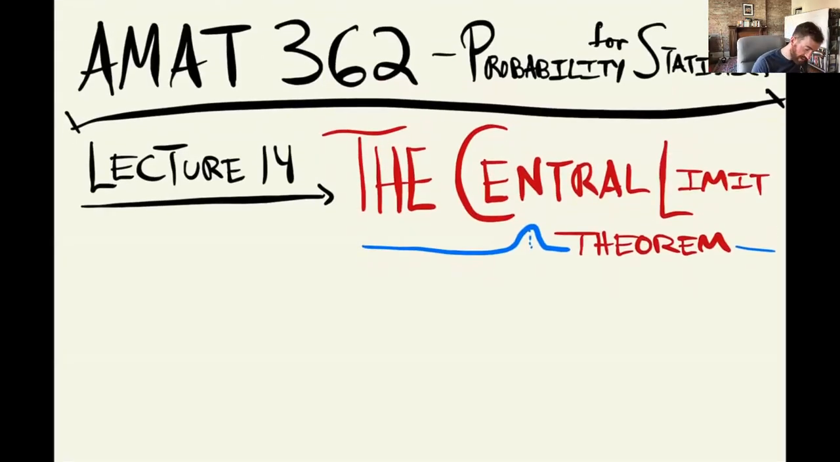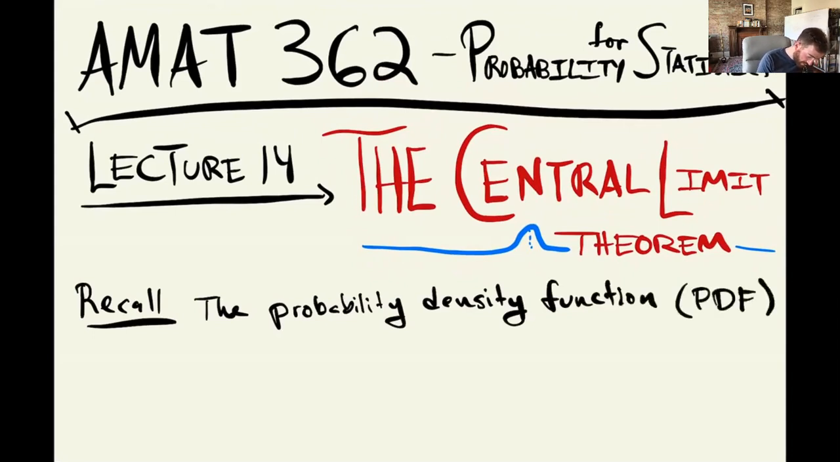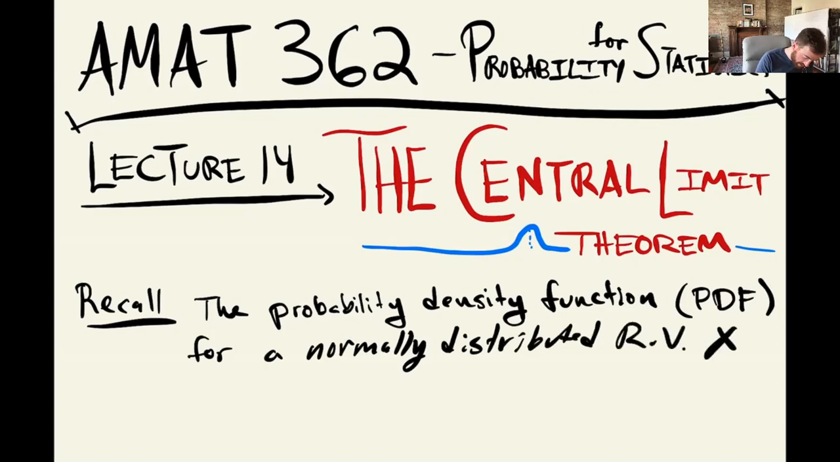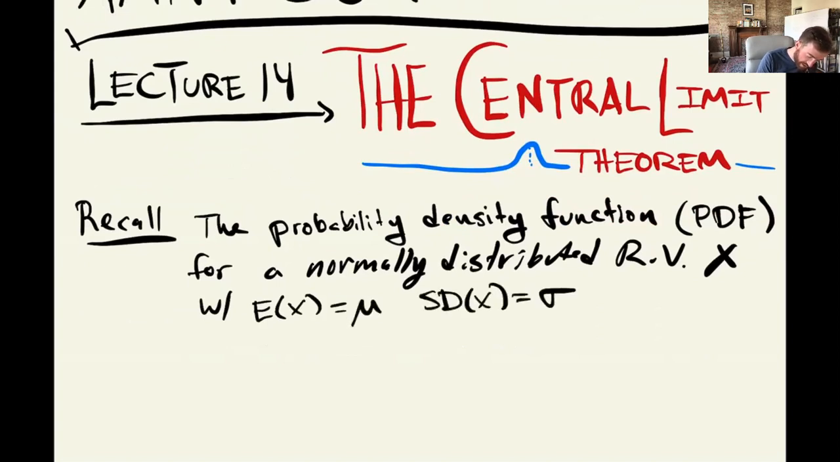So this is lecture 14, and we're going to explore the central limit theorem. First, I want you to recall that last time we discussed the notion of the normal distribution. And so we said that the probability density function, also called PDF, for a normally distributed random variable X, we're going to need to specify 2 parameters in order to write down an equation for this probability density function. Here we're going to assume that the expectation of X is mu, and the standard deviation of X is equal to sigma.